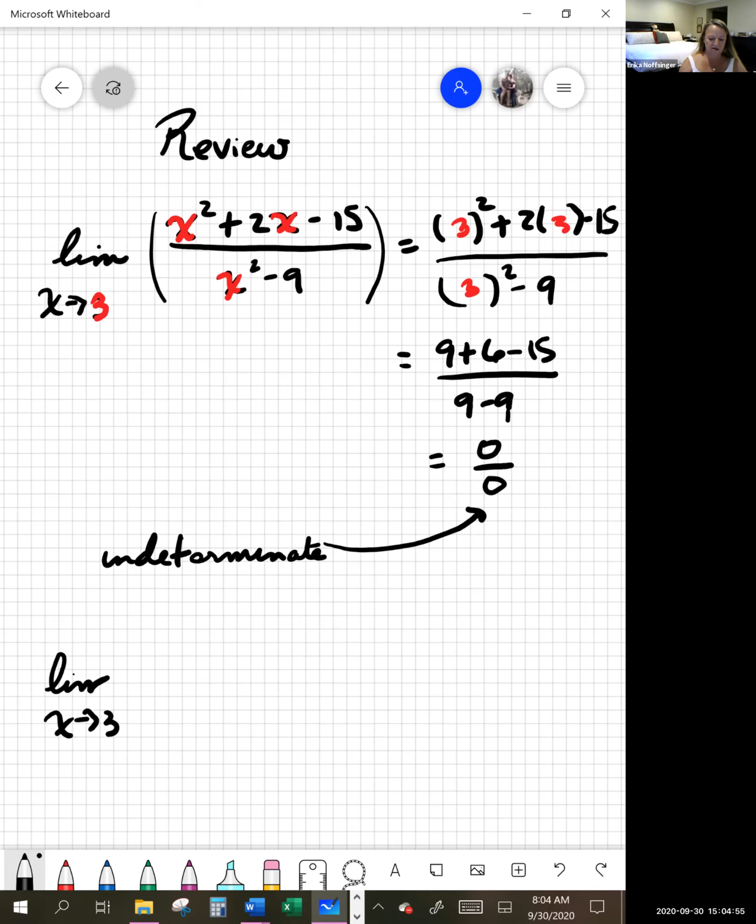And so we have a trinomial, looking for two numbers that multiply to give us negative 15 and add to give us that 2. So that would be a positive 5 and a negative 3. So x plus 5, x minus 3. And then the denominator, we have a difference of squares, x squared minus 9, and so that factors as x minus 3, x plus 3.